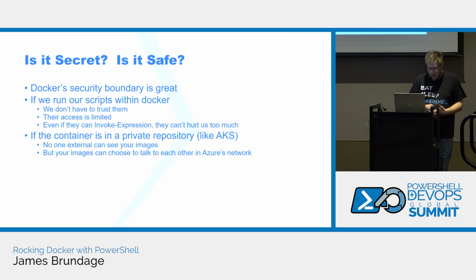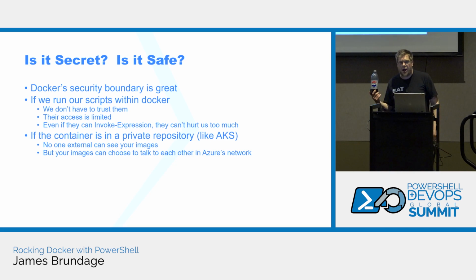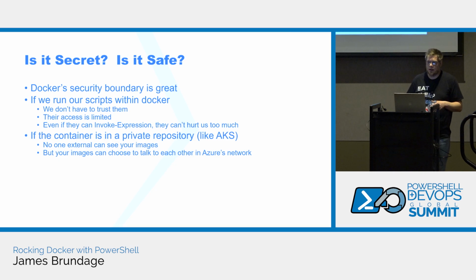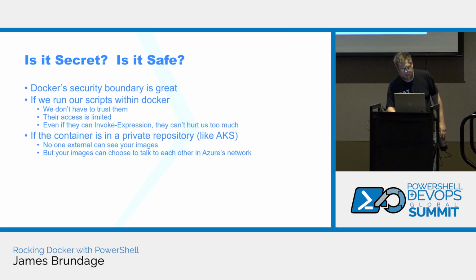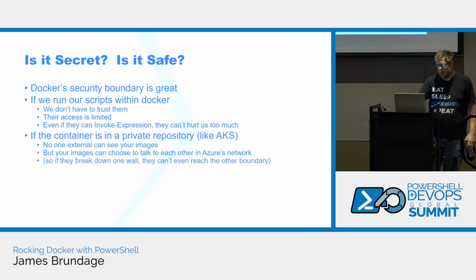But let's Pepsi challenge it for a second here. Can anybody figure out how they would hack server number 2 there? The server that they literally can't access from anywhere on the internet that's not Azure? I'm not saying I'm unhackable, because that's just a wonderful invitation to get screwed. But I think this is going to be a pretty hard to hack infrastructure. So if they break down one wall, they cannot even reach the other boundary.